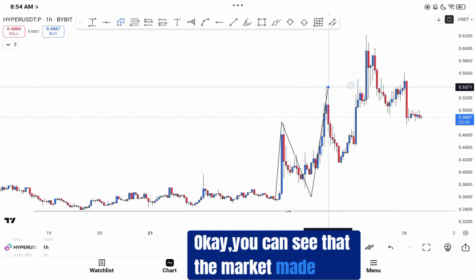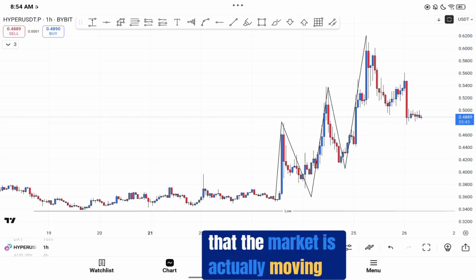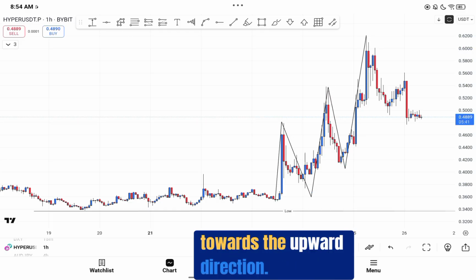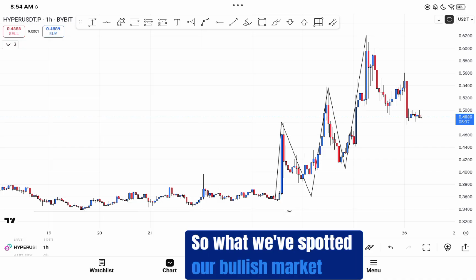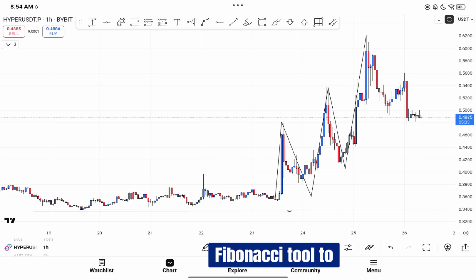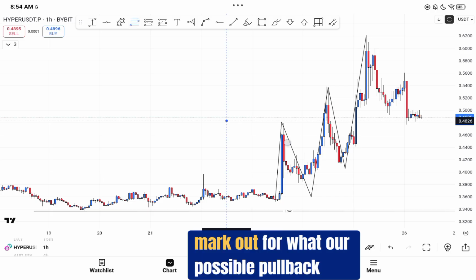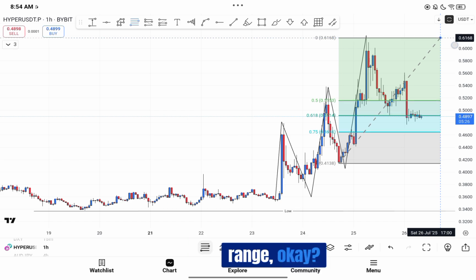Okay, you can see that the market made a series of breakouts here, telling us that the market is actually moving towards the upward direction. So this is a bullish market structure right here. So once we spotted our bullish market structure, the next thing we are going to do is use our Fibonacci tool to mark out our possible pullback range. Okay, so let's mark out our possible pullback range.